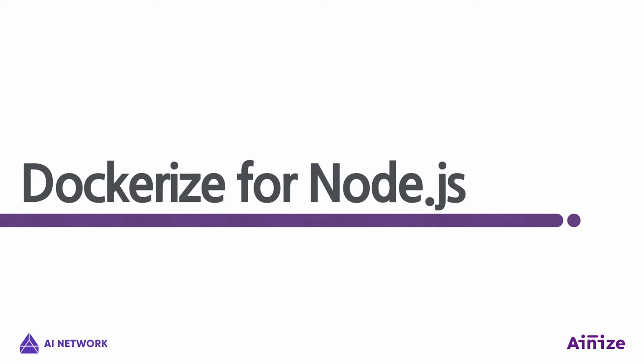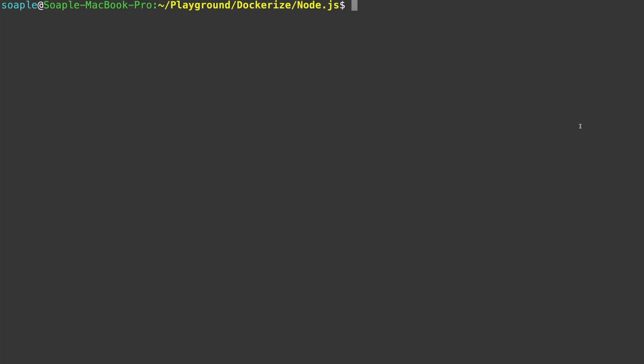Now, we will go through how to Dockerize a simple web server from scratch for a Node.js project. Before getting started, Node.js and Docker need to be installed in advance. First, we will create a Node.js project. For this, use the npm init command.